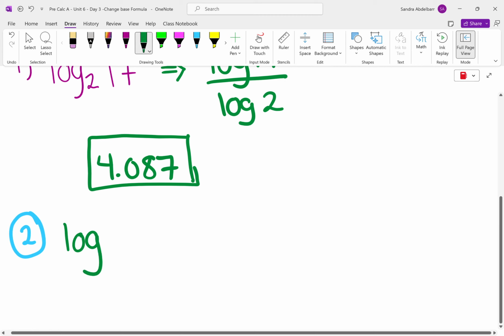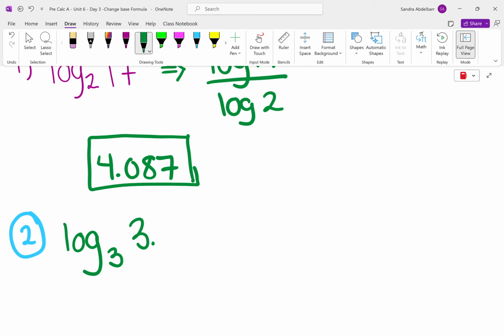Log base 3 of 3.3. Your whole argument is 3.3. Yes. That's a decimal point. 3.3.